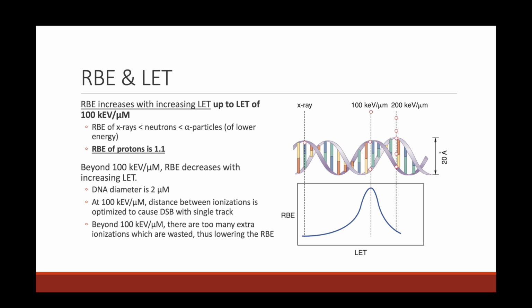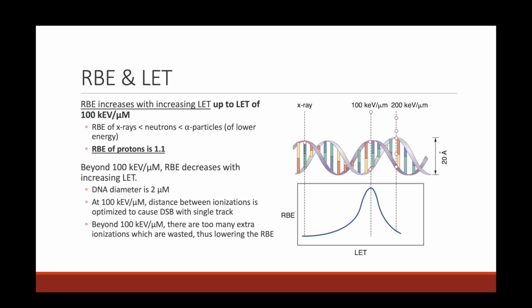So that is why we get increasing RBE with increasing LET, but only up until 100 keV per micrometer. And then after an LET of 100 keV per micrometer, you really have diminishing returns. So when the LET goes up beyond that, the RBE decreases, and it all has to do with the diameter of DNA. So when I understood that, it kind of blew my mind. But definitely memorize that RBE increases with increasing LET up until an LET of 100 keV per micrometer. And then after that, RBE decreases even as LET continues to increase.